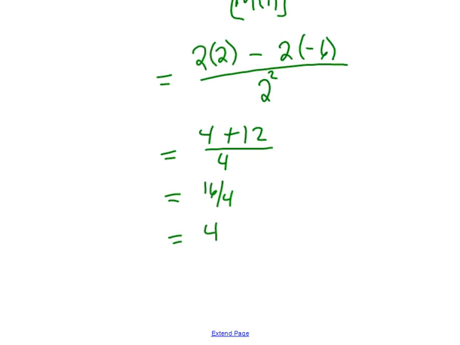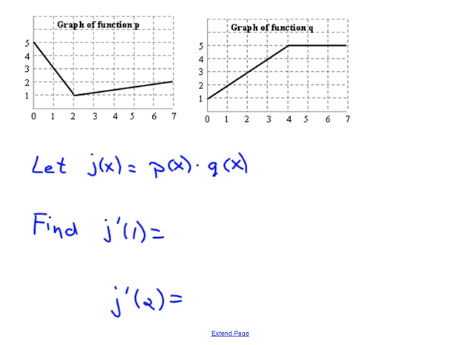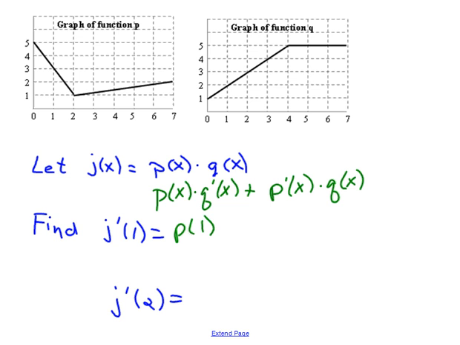All right, now let's go away from tables and take a look at some graphs. Same idea. Again I would write the product rule. It's going to be the first function times the derivative of the second, and it doesn't matter which order you go, and add it on to the derivative of the first function times the second function. And then I just plug 1 in. So p of 1 times q prime at 1 plus p prime at 1 times q at 1.